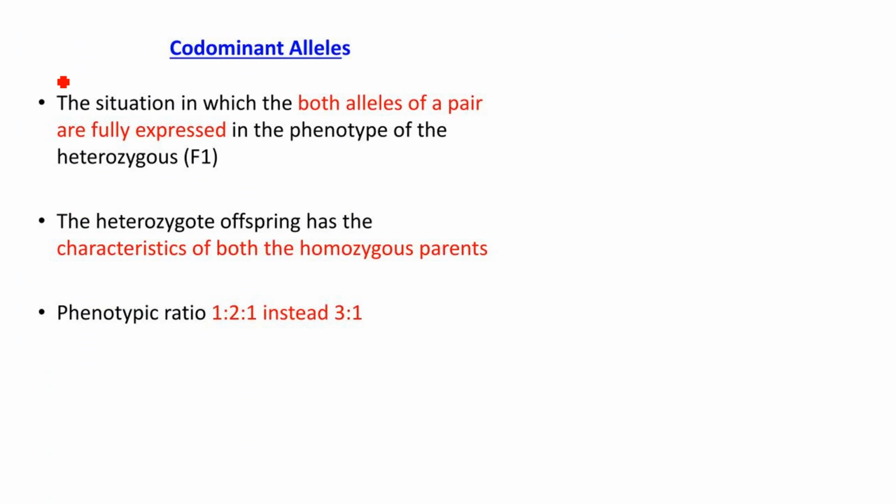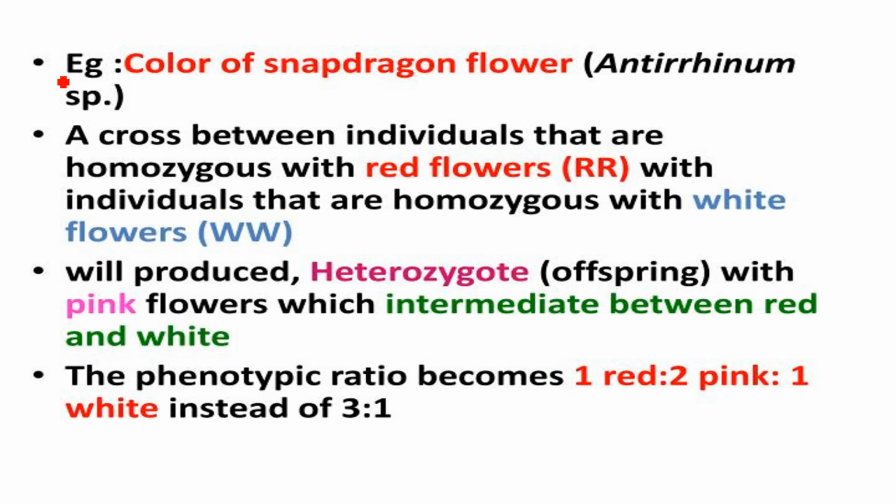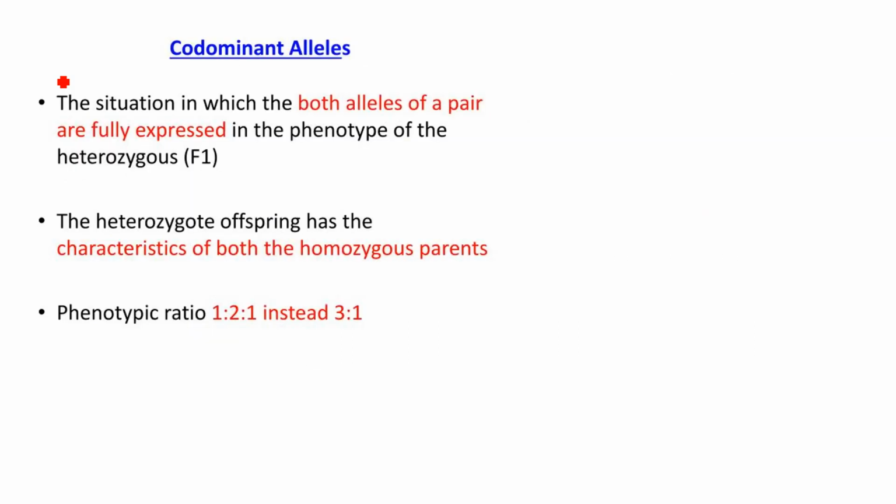The situation in which both the alleles of a pair are fully expressed in the phenotype of the heterozygous F1 generation, then these are called codominant alleles. Example we are taking here: codominance is the coat color of cattle. We are taking the example of the coat color of cattle as well as the color of snapdragon flower also. I will give you the slides for that.